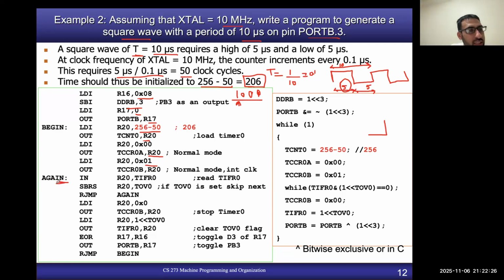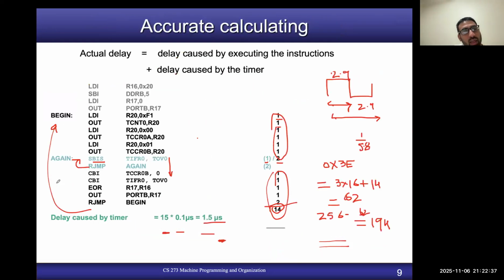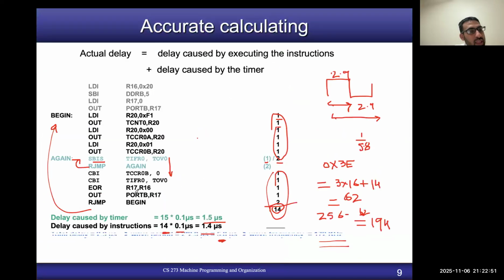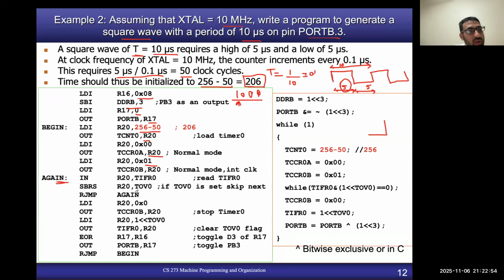Remember that in this example, the coding style is a little bit different. It actually makes the program longer compared to the example we saw in the previous slides. If I take you back, there we were using the SBIS instruction, so we could directly monitor the 0th bit of the TIFR0 register. In this second example, we are not using the SBIS instruction. We are reading the TIFR0 register into the R20 register, and then using the SBRS instruction.